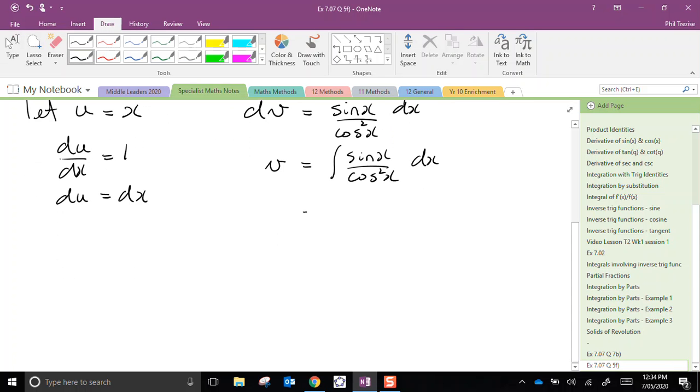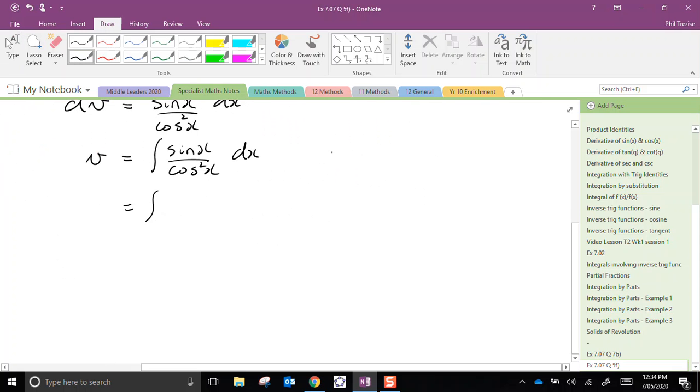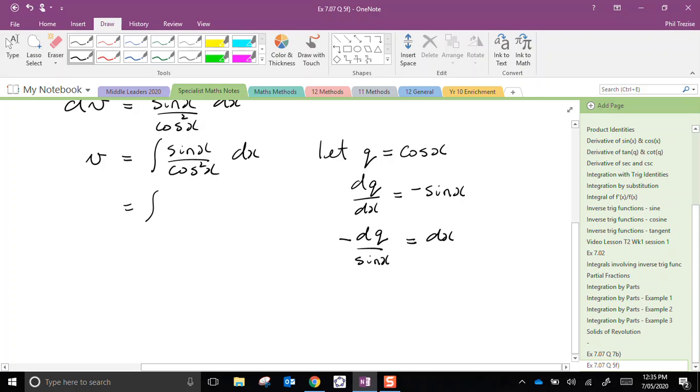So I could write this as the integral of, well actually let me go off to the side slightly for a minute. I'll make my substitution. I won't use u or v, I've already used those letters. So I'll say let q equal the cosine of x. Let's take a derivative. dq/dx equals negative sine of x. So the negative of dq over sine x should equal dx. Now I'm good to substitute.